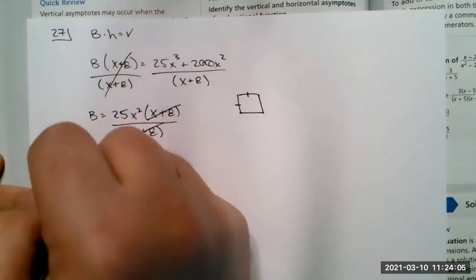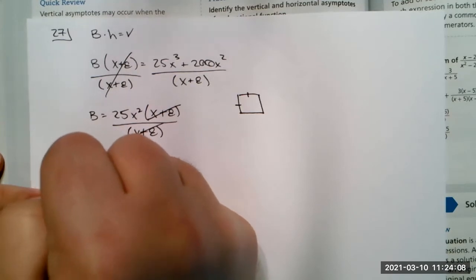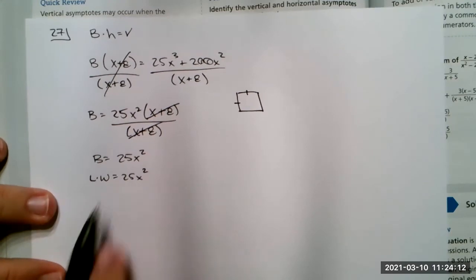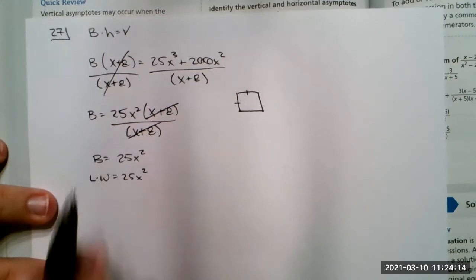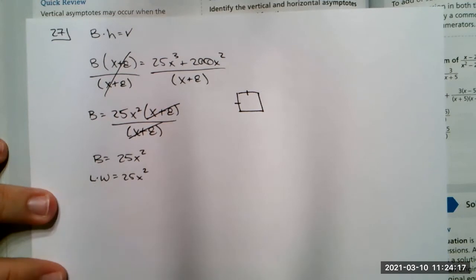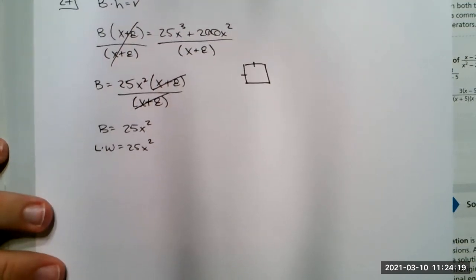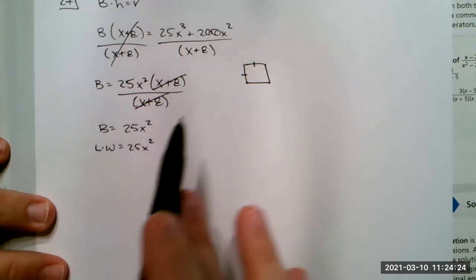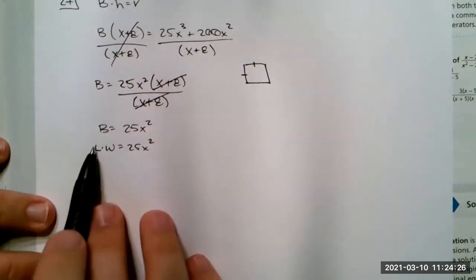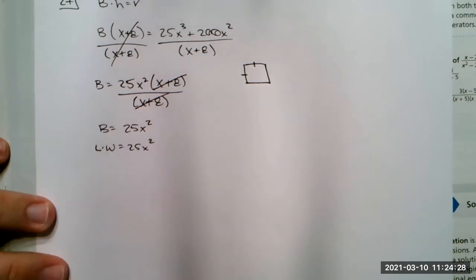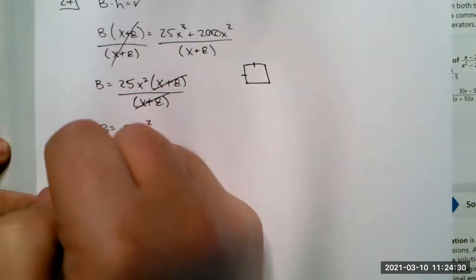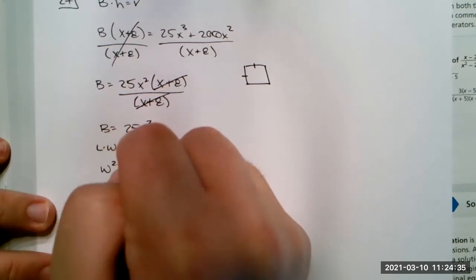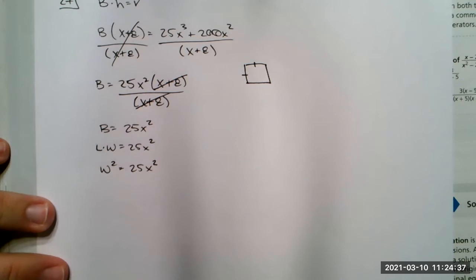Let's write it like length times width equals 25x squared, instead of B, because that capital B represents the area of the base, which is length times width. Since we're dealing with a square, instead of dealing with two different variables, let's call it one variable. It doesn't matter if you call them both length or both width, since it's the same value. I like to write W, so I'll write W squared. All that's exactly the same.